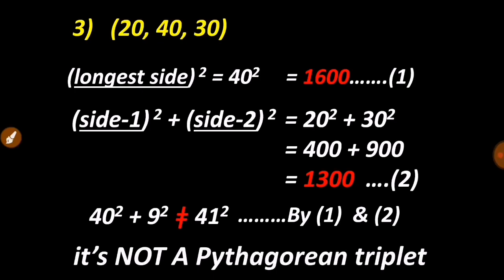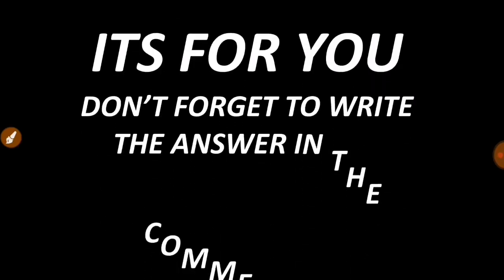Yes, I hope you have understood, guys. Don't forget that these include two steps. First step we have to find the square of longest side, and the second step we have to find the sum of square of remaining two sides. If they are equal, then they are Pythagorean triplet, and if these two steps are not equal, then they are not Pythagorean triplet. Yes, so now it's your turn to solve the sum.